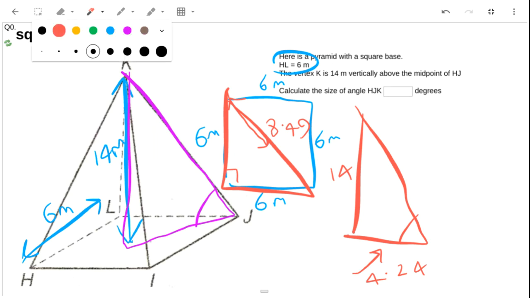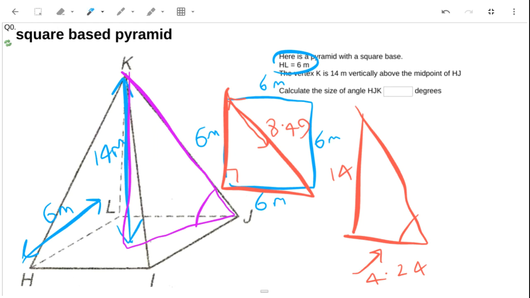and now I can use a bit of trig to find my angle. Now I've got an opposite side here, and I've got an adjacent here. This is my hypotenuse that I don't know, so I'm using tan. So tan of my angle, I don't know what it is. That's going to be the opposite over the hypotenuse. What am I talking about? Opposite over adjacent, which is 14 over 4.24.